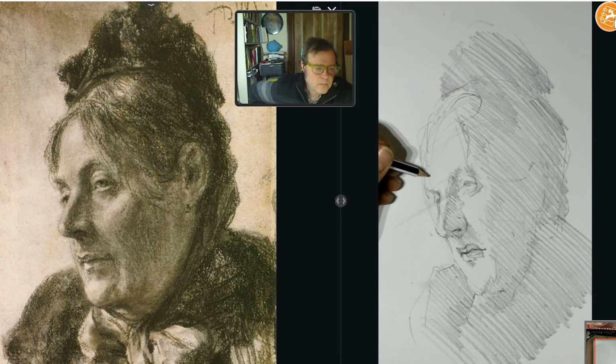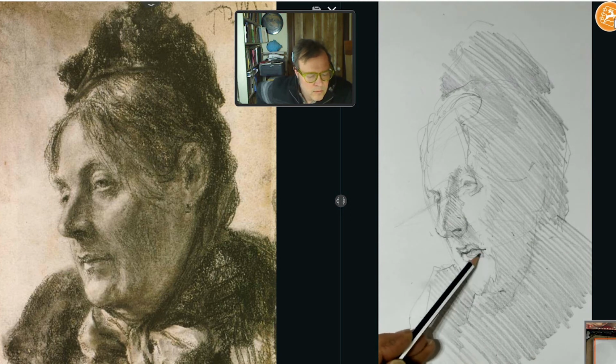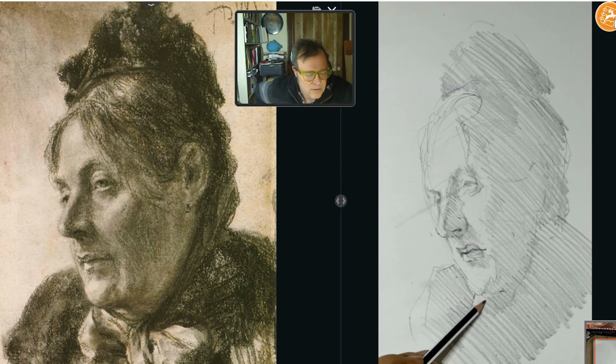Okay. Notice that this shadow shape here sort of defines the upper margin of the chin, and the bottom of the chin probably comes down a little further.